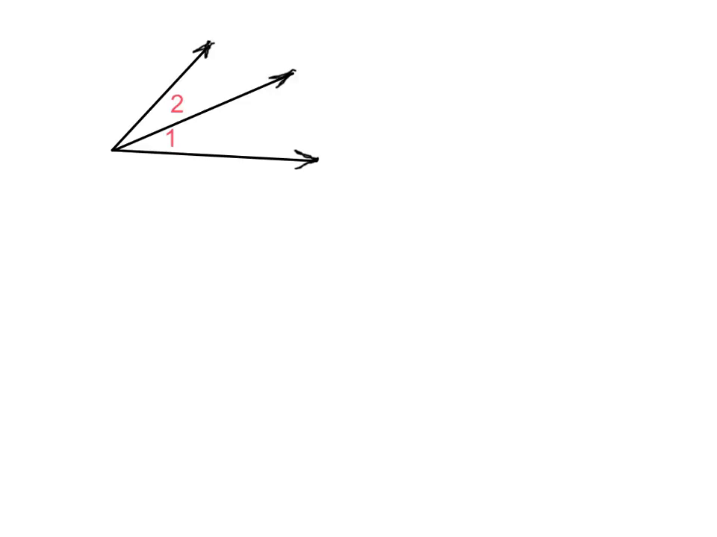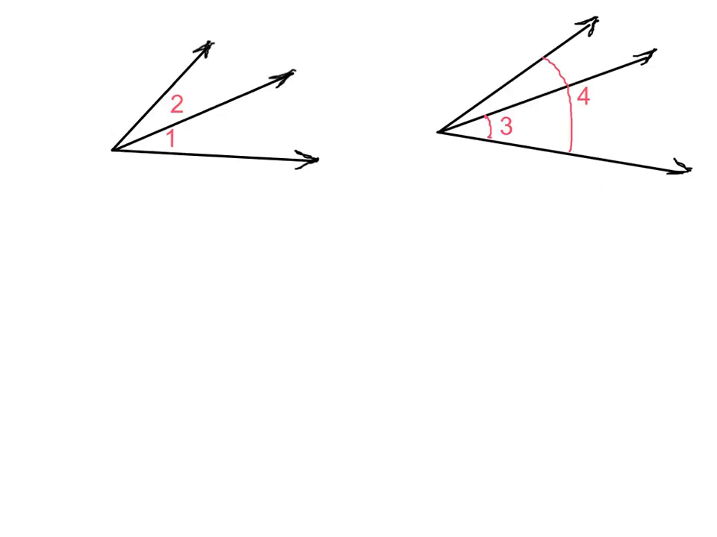First of all, angles 1 and 2 are adjacent angles. Okay, they follow all the parts of the definition. They have a common vertex, and they have a common side, but no common interior points. Now, angles 3 and 4, however, are not adjacent. They do have a common vertex and a common side, but notice how they overlap, and as a result, you cannot refer to them as adjacent angles.